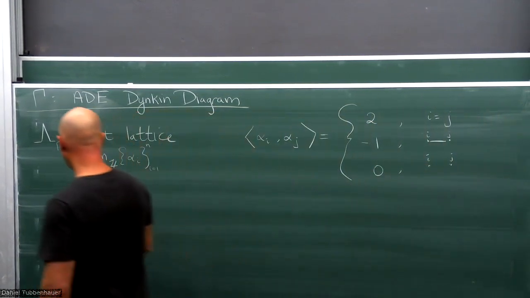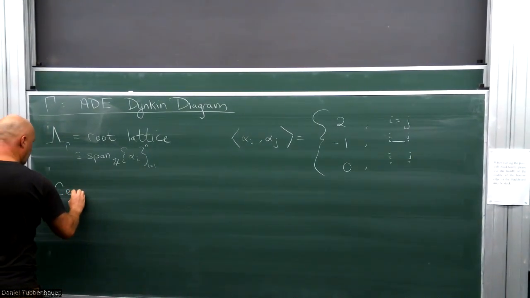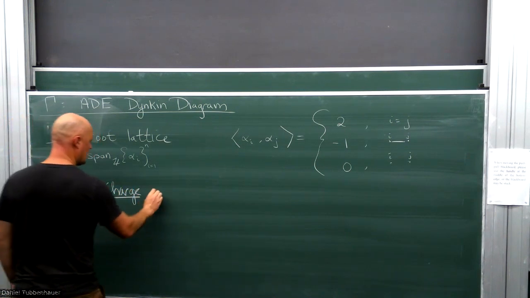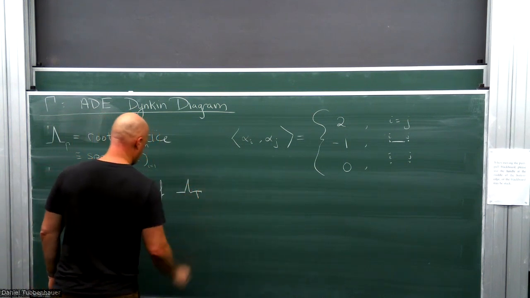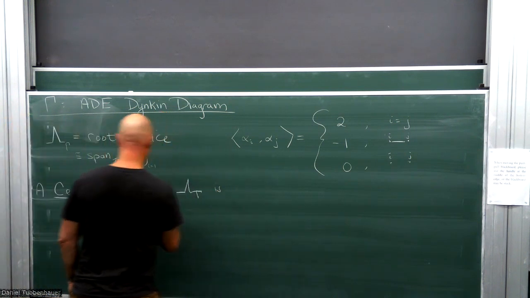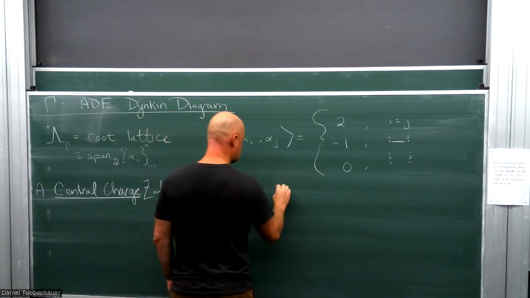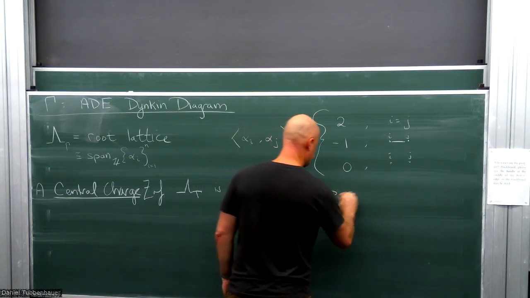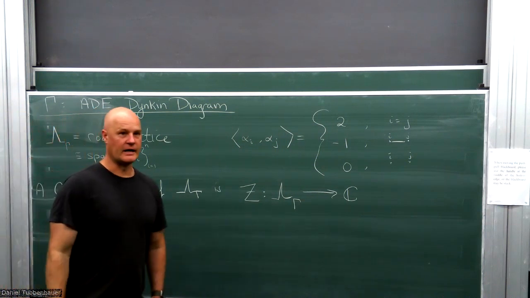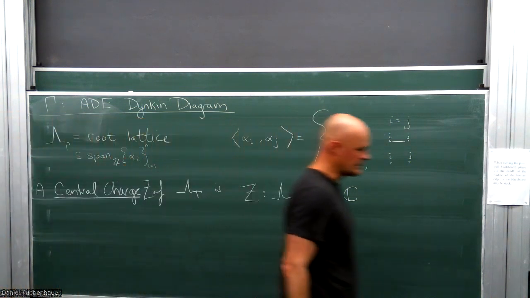Okay, so now once we have the root lattice, let's define a central charge. I'm taking this terminology from the theory of stability conditions. A central charge on the root lattice is just a linear map, so a homomorphism of abelian groups from the root lattice to the complex numbers. So what you should think is that you have shoved the root lattice into the complex plane. So that's what a central charge is.